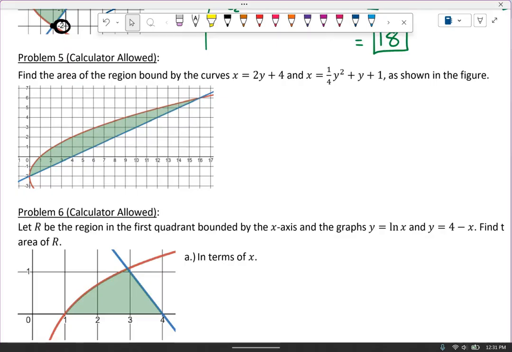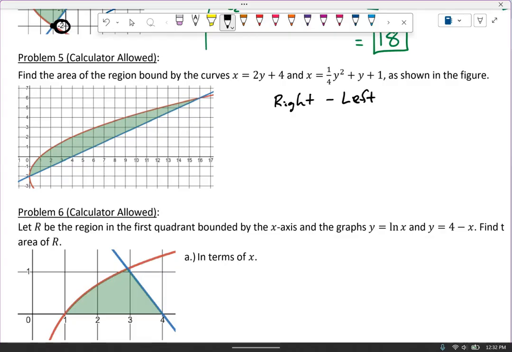So this one is in terms of y. Since we are in terms of y, are we doing top minus bottom or right minus left? Which one is it? Right minus left. We are in terms of y. So we need a right minus left when we do our integral.